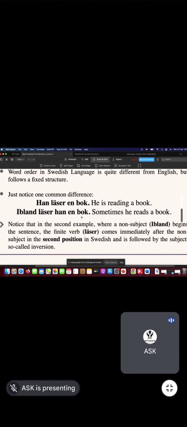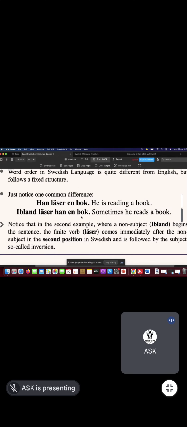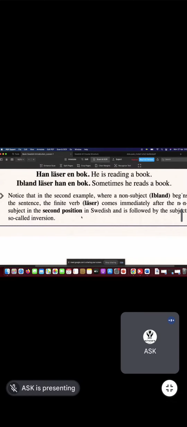We can also say han läser en bok ibland. Still the verb is at the second position. So in Swedish, a verb cannot change its position, but others, subject, object, and even adverbs, can change their position. So that is something new that we will practice later on.